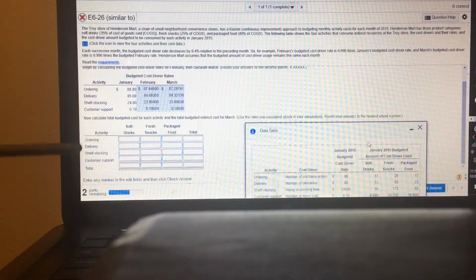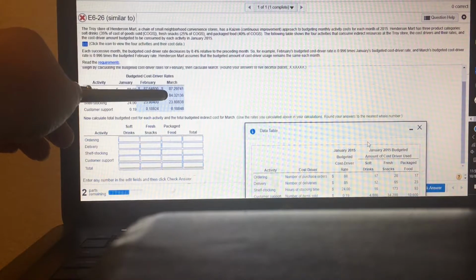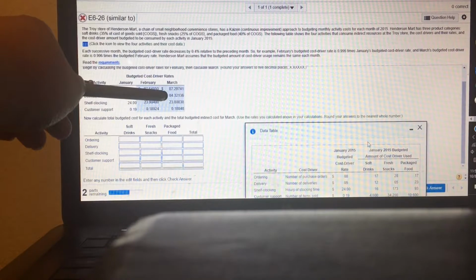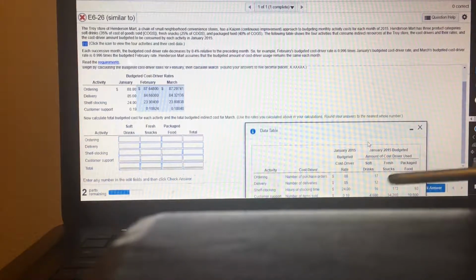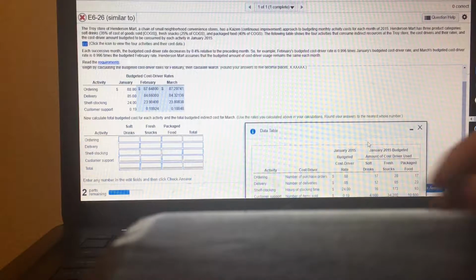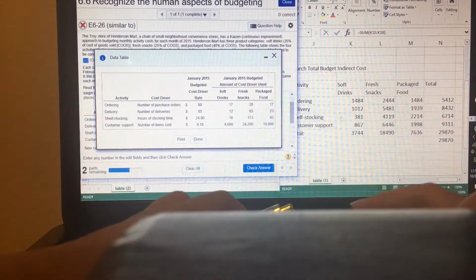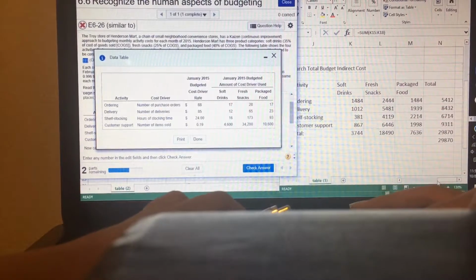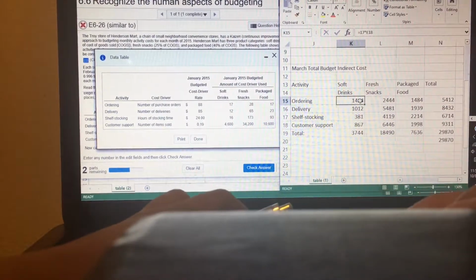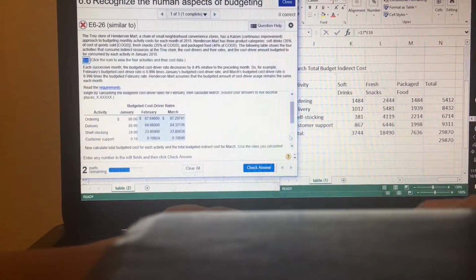Now to find delivery, we would use March's deliveries budgeted cost driver rate, which is 84.32136, and we multiply that by 12, 8, 65, and 23. Now I have put it on Excel to show you guys the answers. Let me just go ahead and put it onto there.